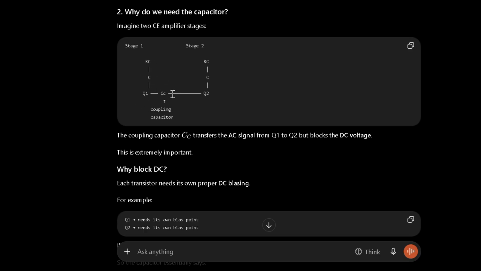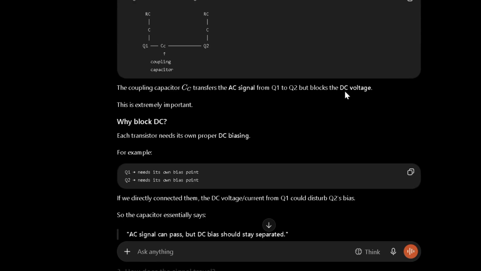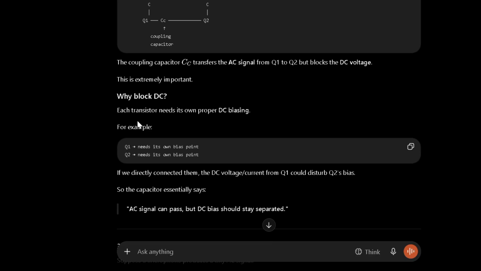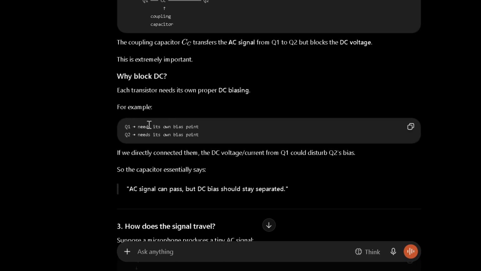Why block the DC? Each transistor needs its own proper DC biasing. For example, Q1 needs its own bias point, and Q2 needs its own bias point. If we directly connect them, the DC voltage or current from Q1 could disturb Q2's bias. So the capacitor essentially says the AC signal can pass, but the DC bias should stay separated.